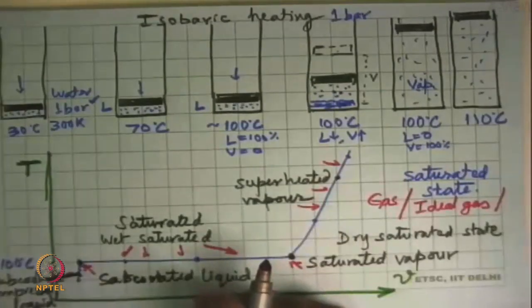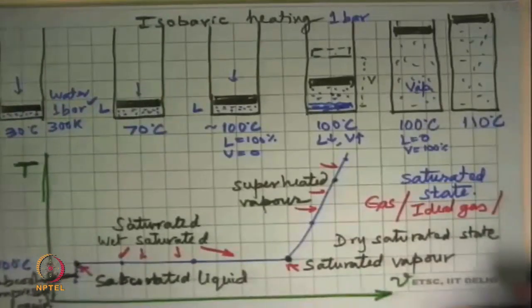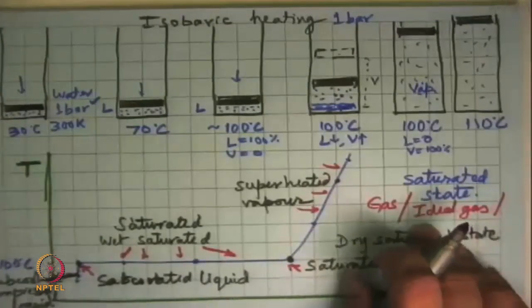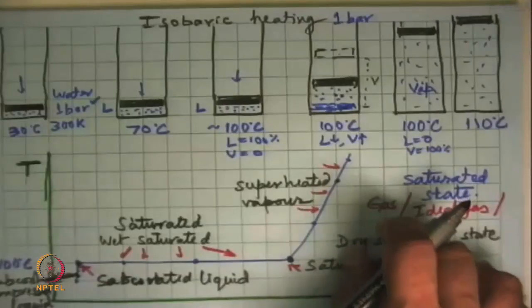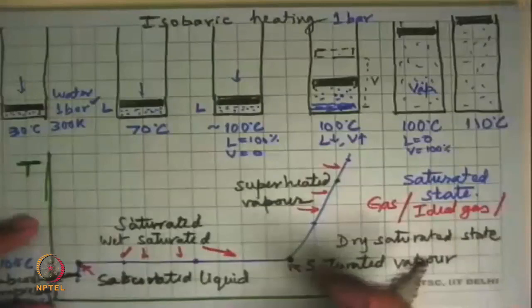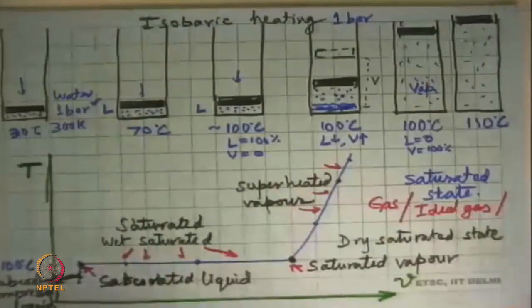And further on, either of 2 things can happen. The continuum hypothesis may break down, or the substance may begin to dissociate. O2 can break into O and O atoms. So we will not go to that point. But that's what will happen if this heating were to have continued for a long time.